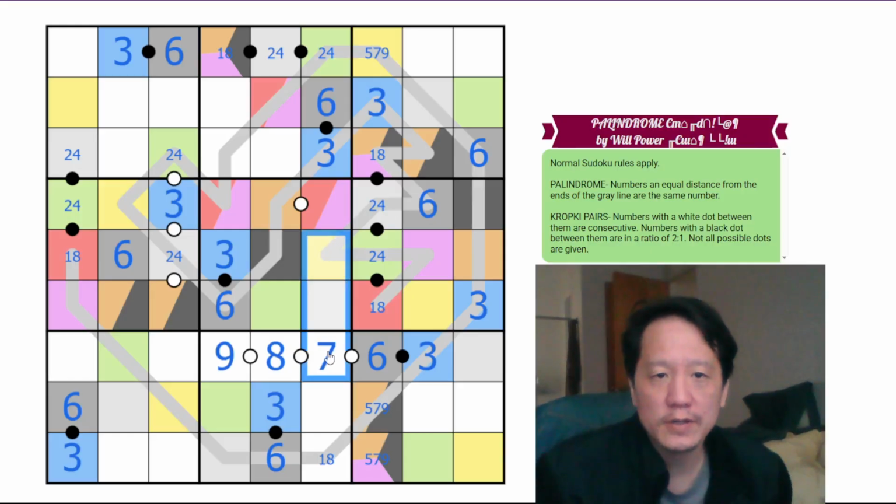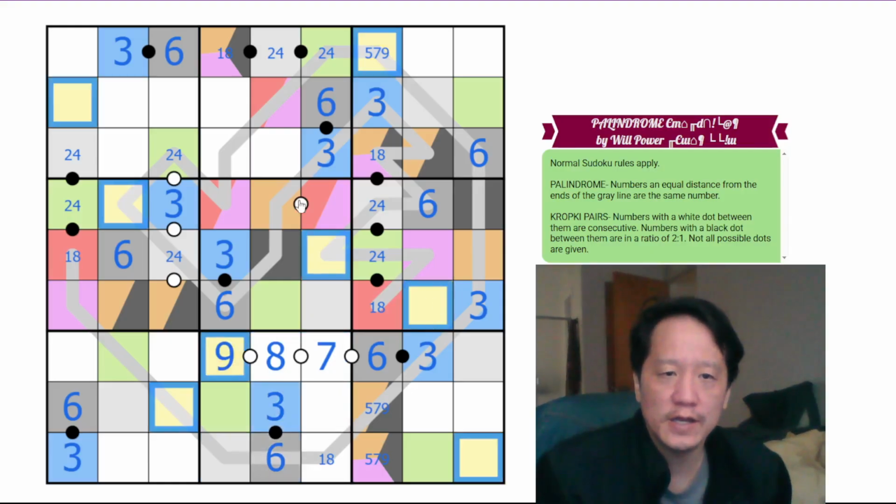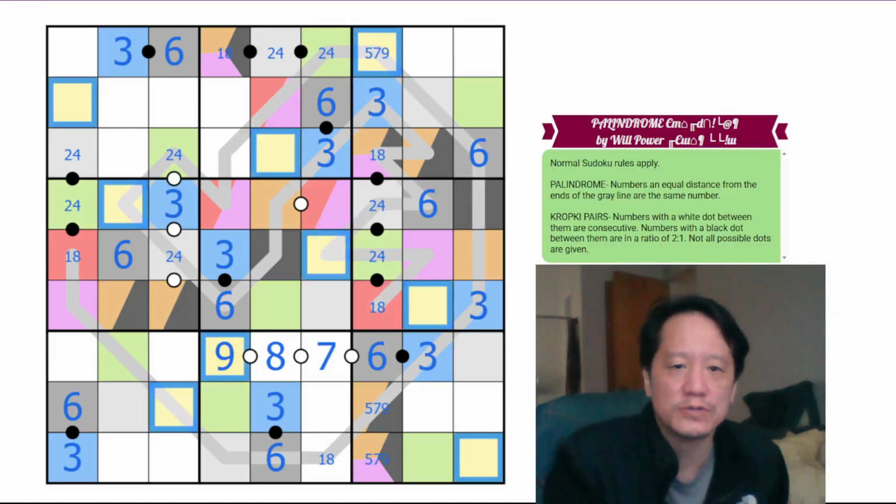Yellow cannot be here, and yellow is definitely 5, 7, or 9. So it can't be here. Where is it then in this lower central box? It must be this one. So then we have 8 nines, 8 yellows. We know where the last yellow is, and all the yellows are 9.